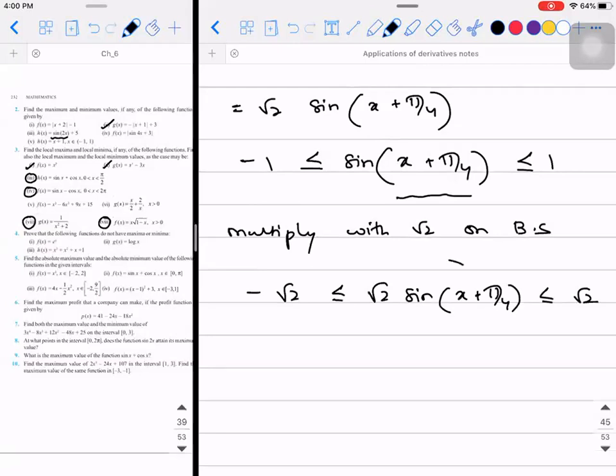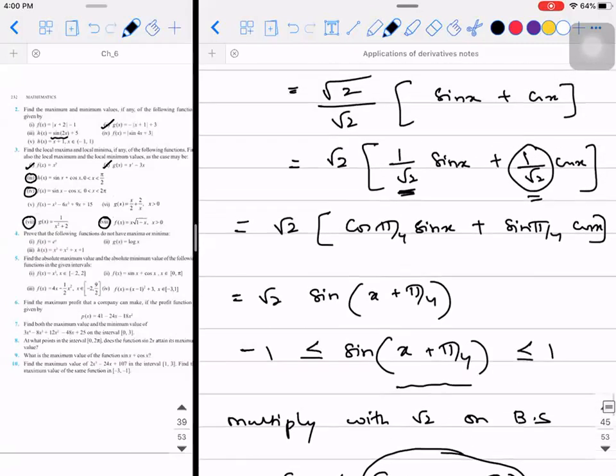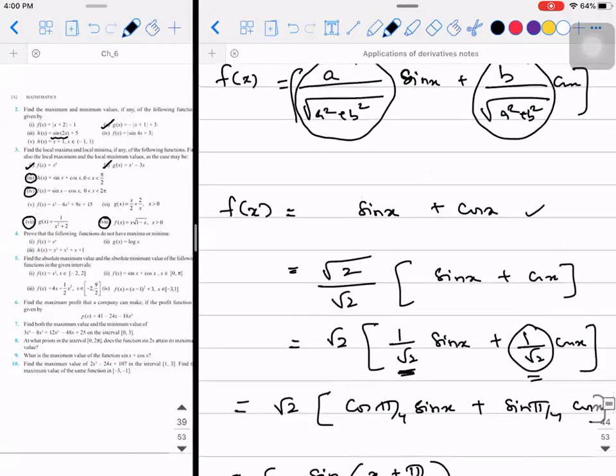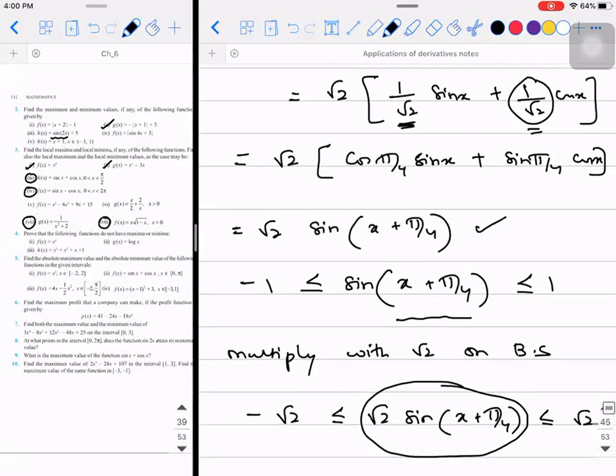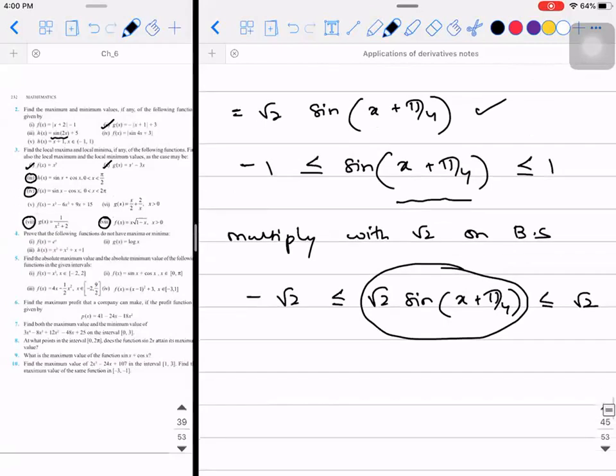Right? What is this root 2 into sin of x plus pi by 4? That is the question. Because it is you who manipulated it. Sin x plus cos x, you manipulated and wrote it as root 2 sin of x plus pi by 4. Am I right? So root 2 sin of x plus pi by 4 is nothing but f of x. So f of x is less than or equal to root 2, greater than or equal to minus root 2.